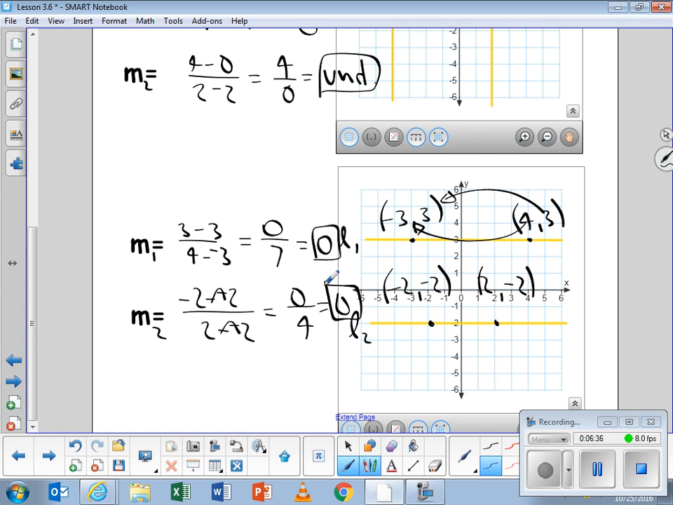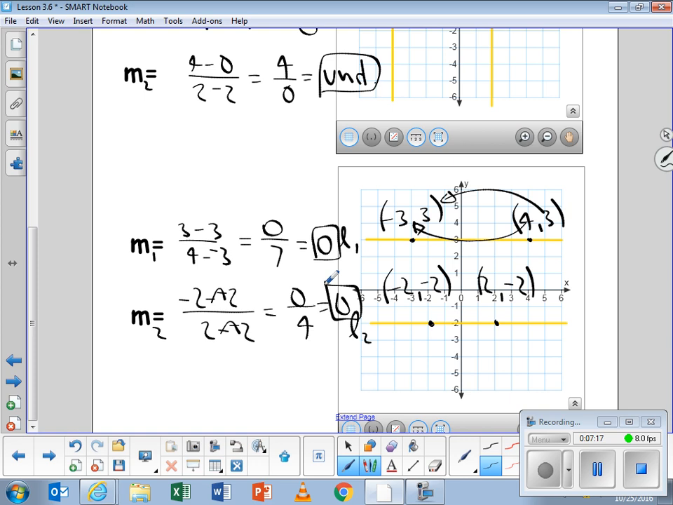Parallel. Okay? Real quick question for you. Emily, without looking at your I can statement, what are we talking about today? Awesome. Nice job. How slope relates to parallel and perpendicular lines. So what have we learned so far, Paul? That vertical lines will always have an undefined slope. And the horizontal ones, the one that goes left to right, will always have an answer. They'll always have a 0 slope.